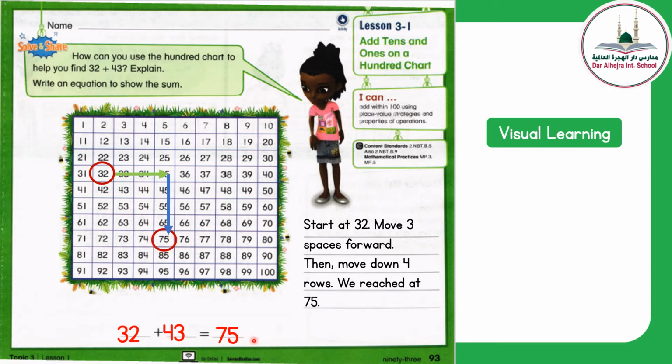So again, I can express the same thing in the form of equation. In the form of words, I can write it like this. Start at 32, move 3 spaces forward because there is 3 in the ones place. Then move 4 rows down because we need to add tens in the second step. We finally reached 75.